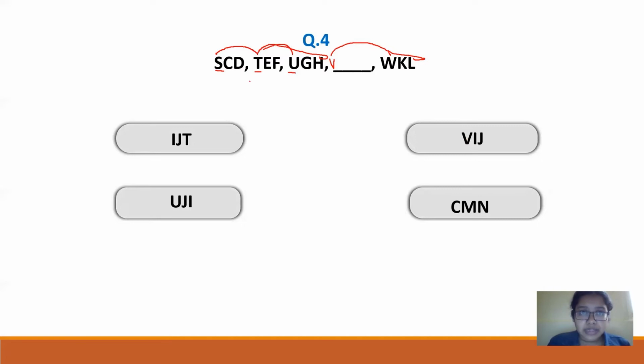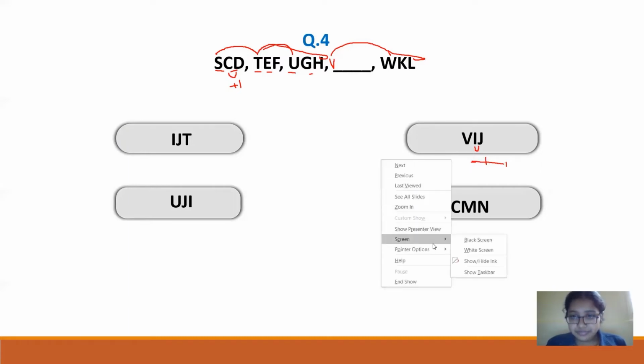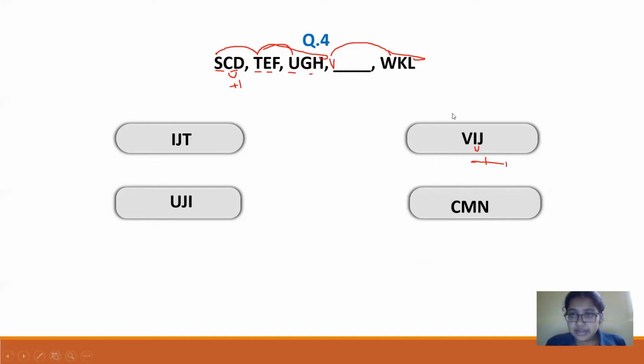But let's confirm it. See over here, C, D, E, F, G, H means we have a plus 1 addition, right? So does the option V, I, J stand on this condition as well? So C, plus 1, it stands. Means V, I, J is the correct answer.